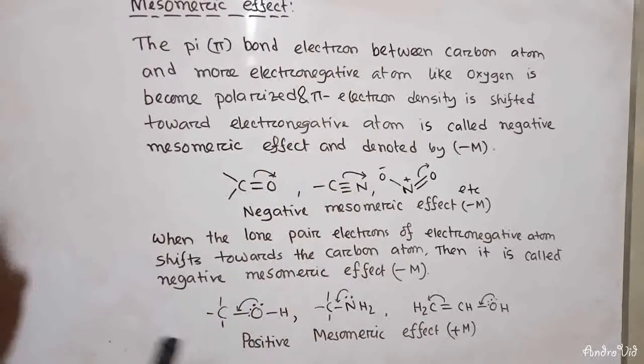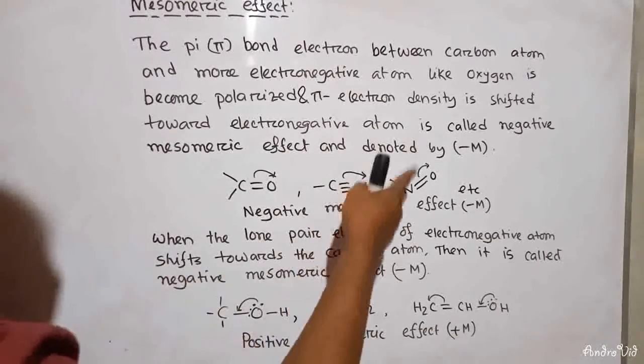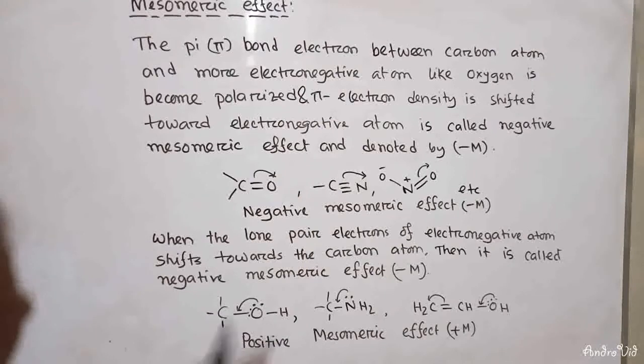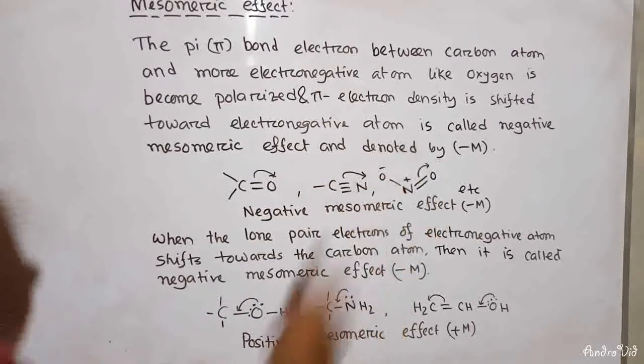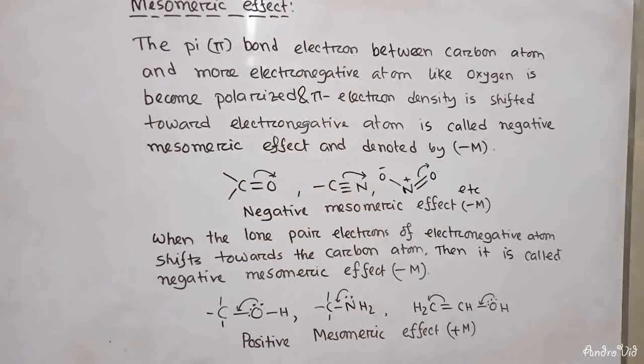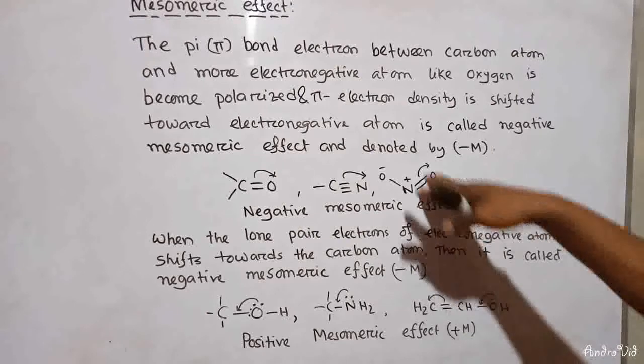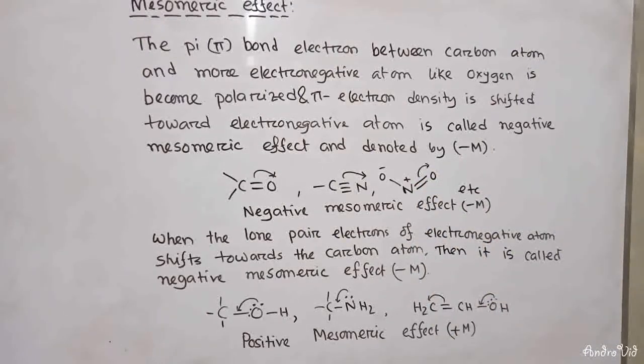Here also nitrogen will shift the pi bonded electron towards itself, and this is another example of negative mesomeric effect. And here, as oxygen is more electronegative than nitrogen, oxygen also shifts the pi bonded electron towards itself. This is another example of negative mesomeric effect.